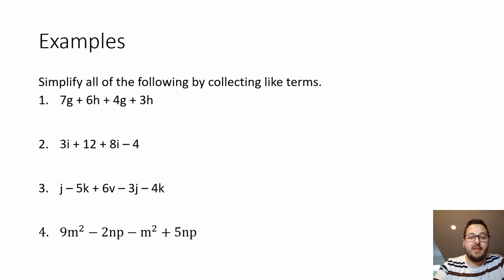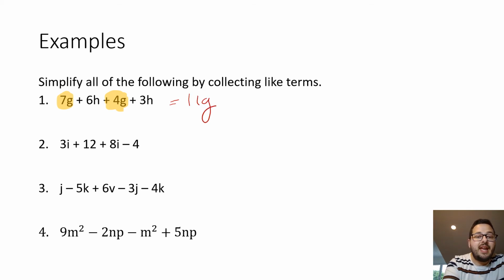Okay, so the first one then, we want to simplify this. So again, let's get the like terms. So I've got 7G here and plus 4G there. So altogether, I've got 11G.